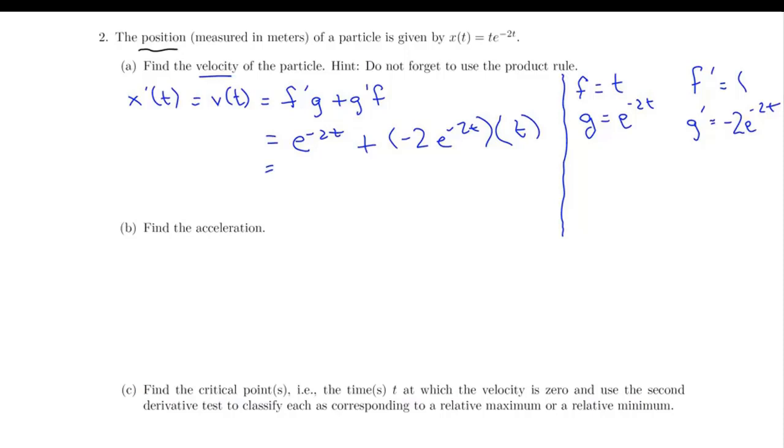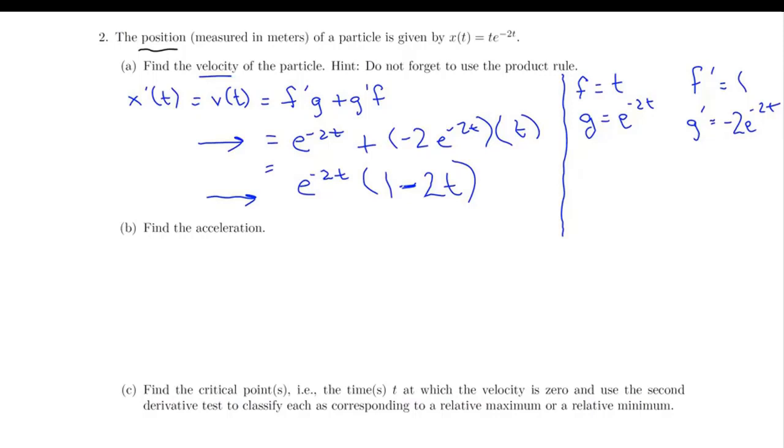Again, I have two terms. I can factor e to the minus 2t out of both terms. I would have this times the first term, which would be 1. And then I have a plus minus, so I'm just going to make it minus 2t. I'm factoring out the e to the minus 2t. I'm done. You could leave it in this place, but get used to doing this.